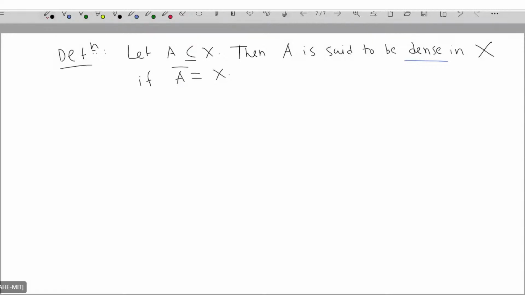Okay. The next concept I'll just go through is the concept of subspace, subspaces.